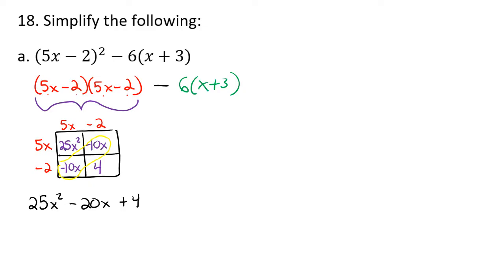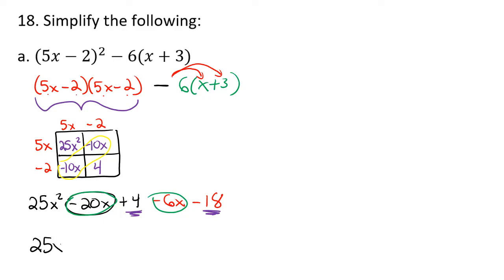Now I do have a negative 6 here that needs to be distributed to the x plus 3. So -6 times x is -6x. -6 times 3 is -18. And now I want to combine any like terms I may have. So I have a like term here, a like term here and here, and like terms here and here. So the final answer would be 25x squared minus 26x minus 14. And now we've simplified it the best we can.